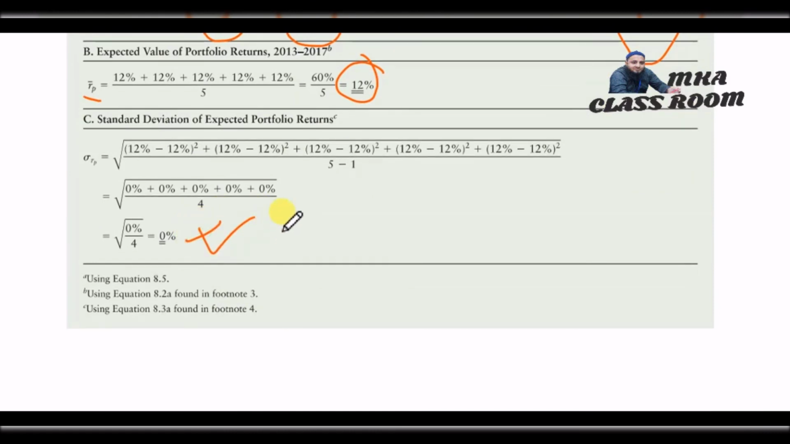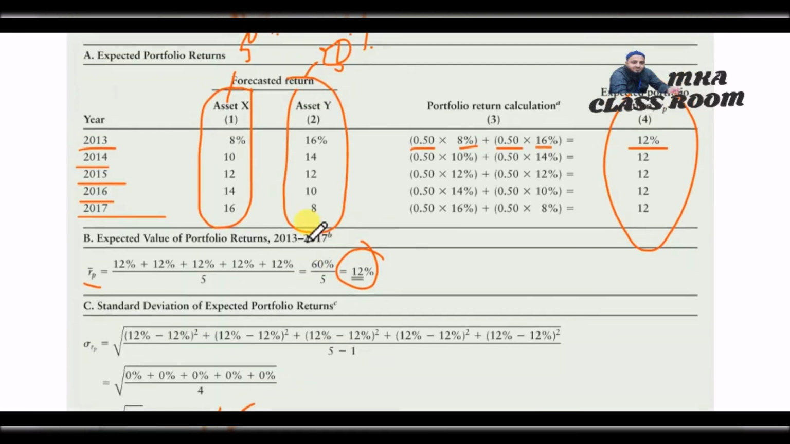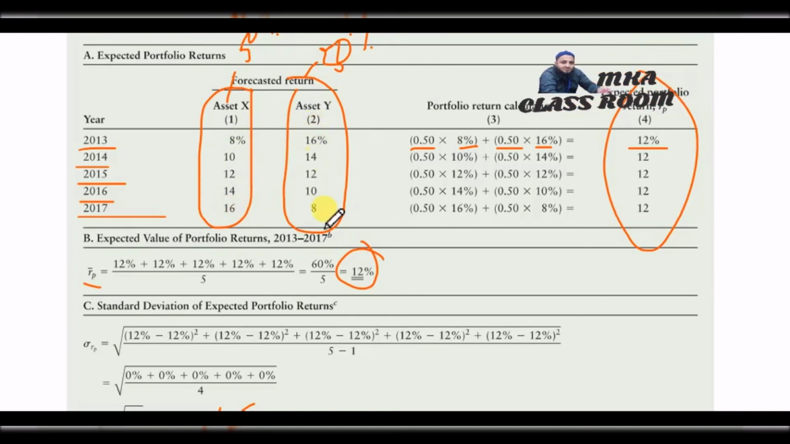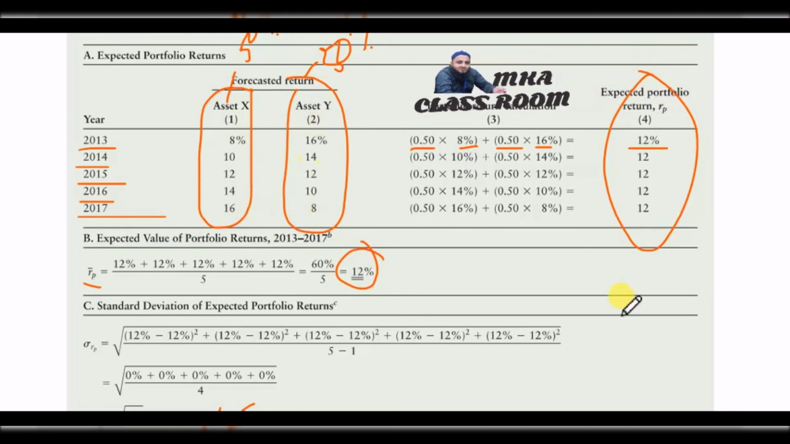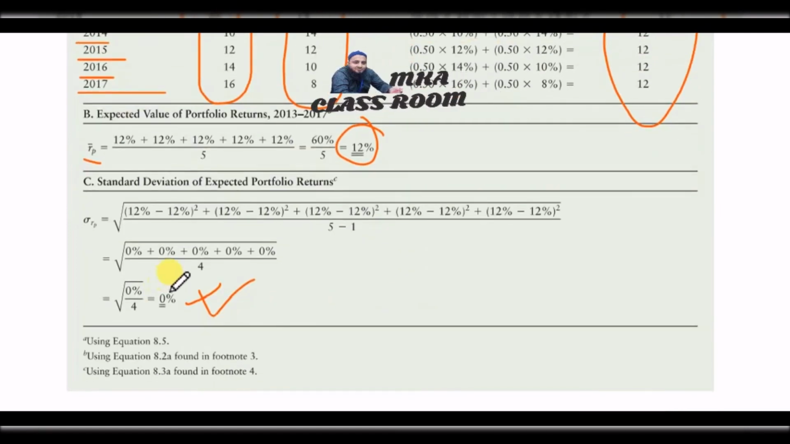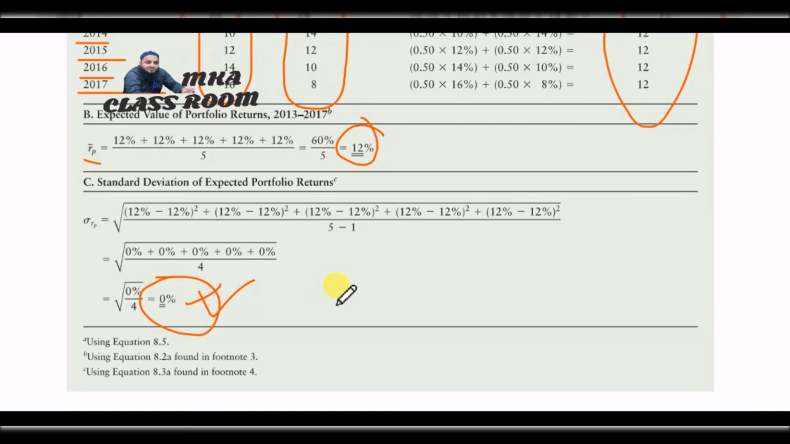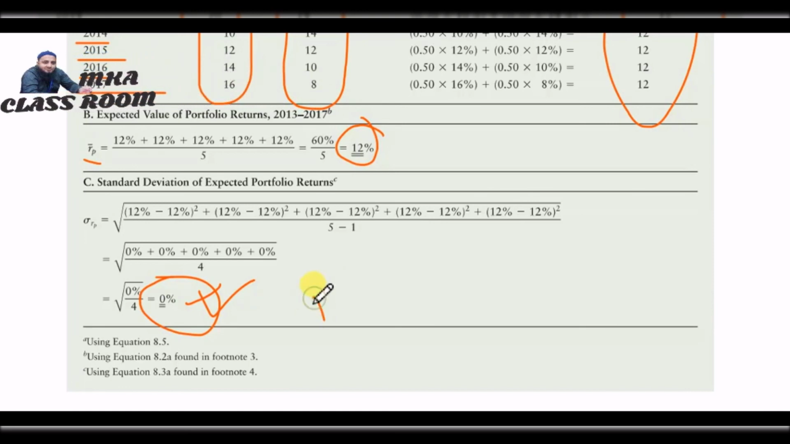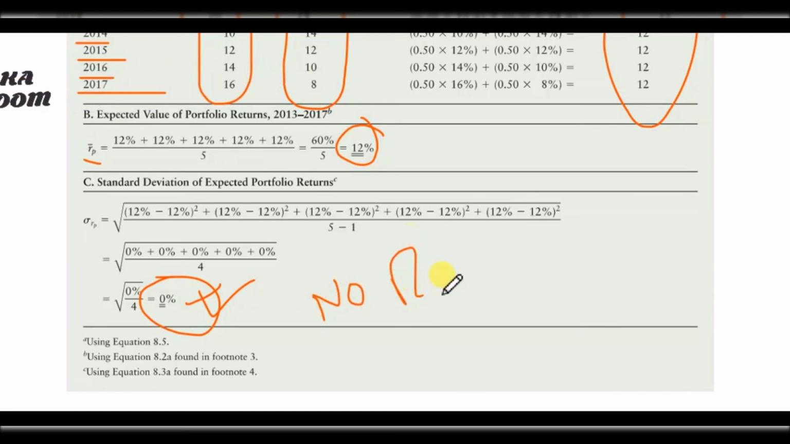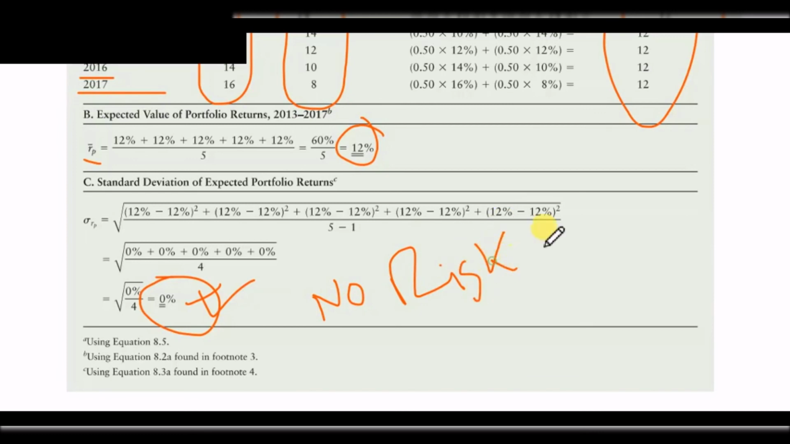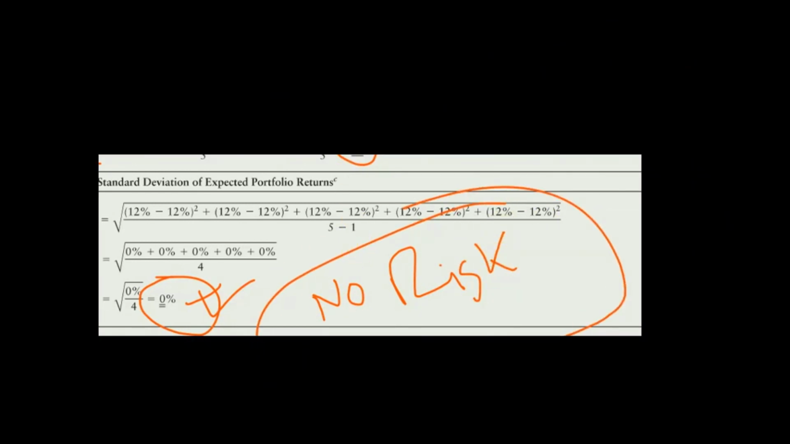Why is it 0? Because these two assets are perfectly negatively correlated. You see, asset X goes 8% to 16% while asset Y goes 16% to 8%, which means negatively correlated. That's why the standard deviation is 0. That means there is no risk if you create this portfolio.